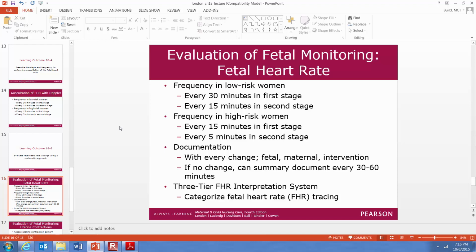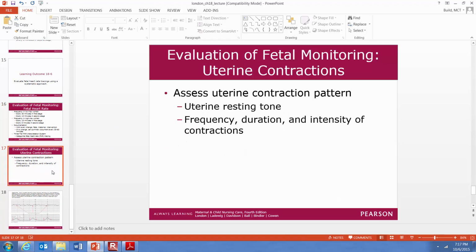Okay. The one thing I don't like about this system is, I've already documented my fetal heart rate tracing. Why do you need me to categorize it? You can already see from my documentation what category my fetal heart rate is in. But no, A1 says we want you to say what the category is. Okay, so we will go over that in a minute. Okay, so those are our documentation and assessment frequencies.